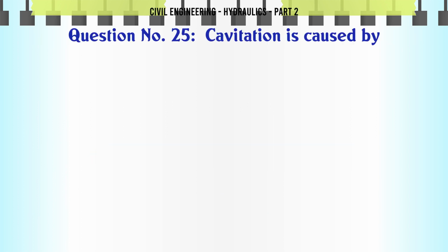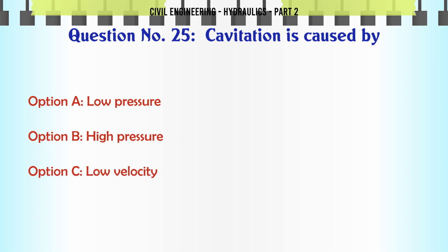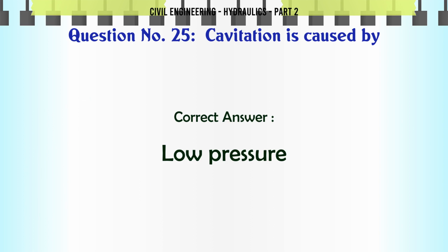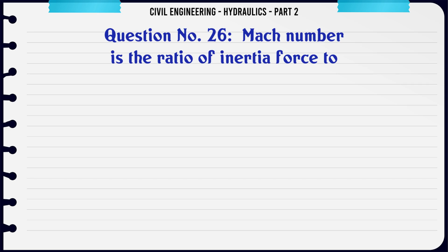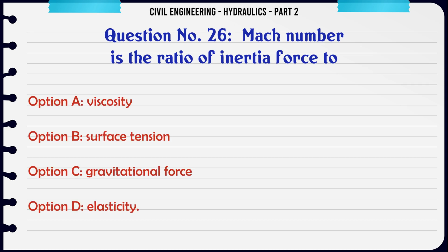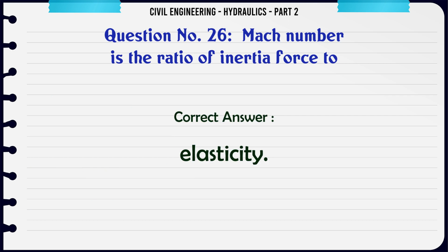Cavitation is caused by A. low pressure, B. high pressure, C. low velocity, D. high velocity. The correct answer is low pressure. Mach number is the ratio of inertia force to A. viscosity, B. surface tension, C. gravitational force, D. elasticity. The correct answer is elasticity.